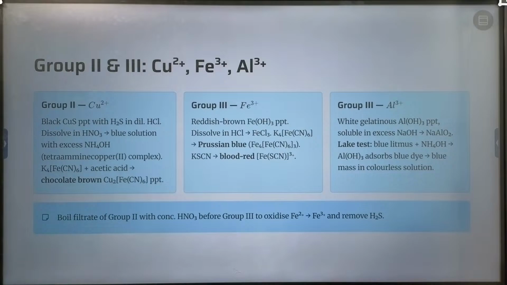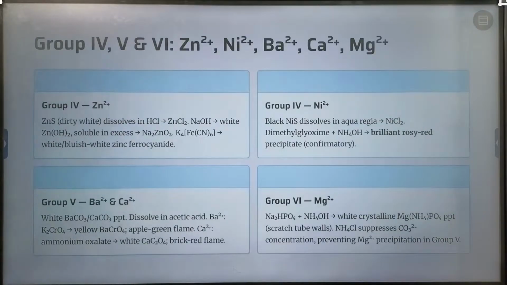If it is aluminum, you add excess sodium hydroxide and it will form sodium aluminate, which is actually a white gelatinous precipitate. So that is a confirmatory test. And the next group of cations is the fourth group of cations, right? Again you have two different ions here, which are zinc and nickel. So how do we distinguish between zinc and nickel?